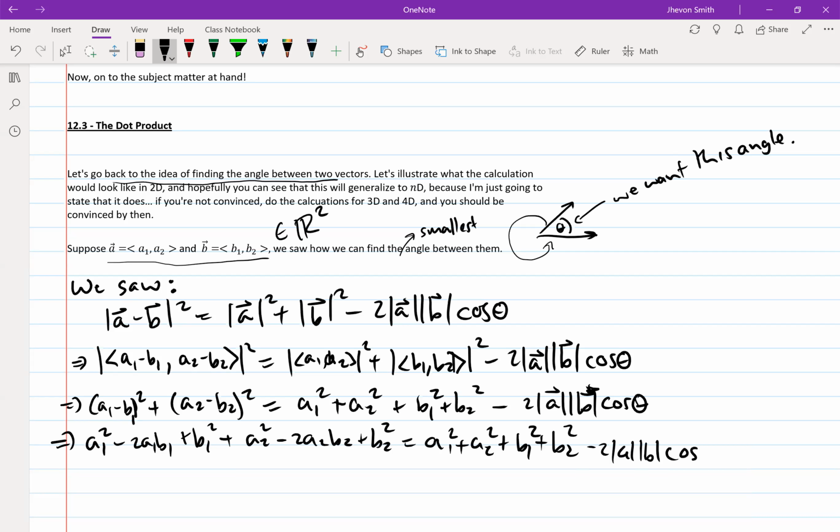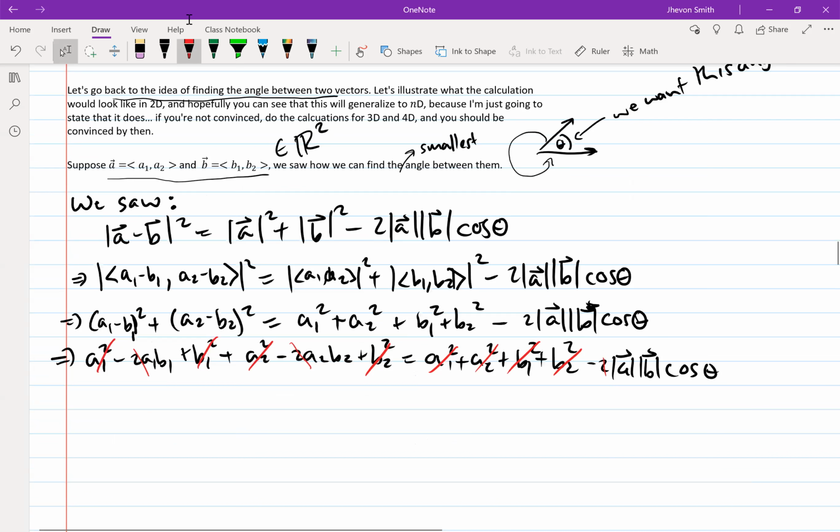I'm actually writing around the chat box right now. That's why I had this weird slant. Now let's start to simplify. Subtract a1 squared from both sides. Subtract b1 squared from both sides. Subtract a2 squared from both sides. Subtract b2 squared from both sides. In fact, I'll be able to divide both sides by 2 to get rid of those 2's. And I would be able to actually now solve for the cosine of theta.